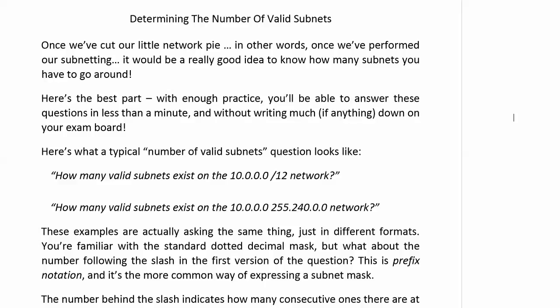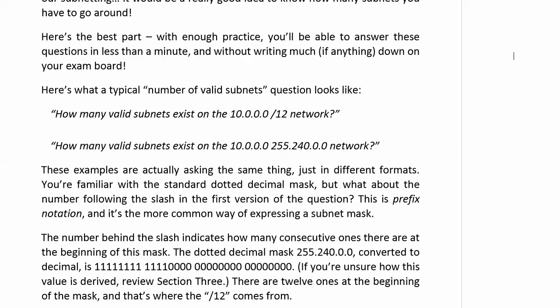Now, you're certainly familiar with the standard dotted decimal mask, but what in the world is that thing with a slash? Well, that's prefix notation. It's the much more common way of expressing a subnet mask. Now, the number behind the slash indicates how many consecutive ones there are at the beginning of the mask. The dotted decimal mask 255.240.0.0 converted to binary is 12 ones, and then the rest of it is all zeros. There are 12 ones at the beginning of the mask. That's where the /12 comes from.